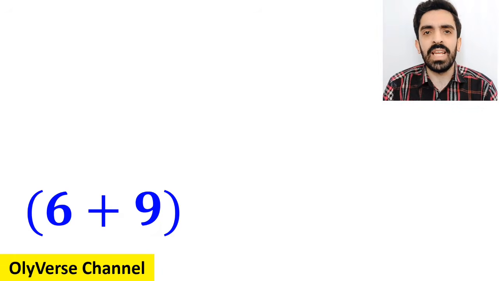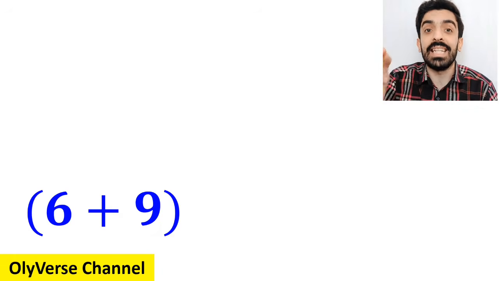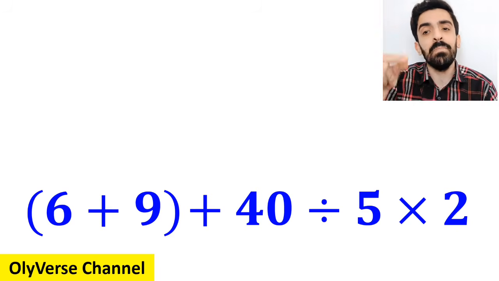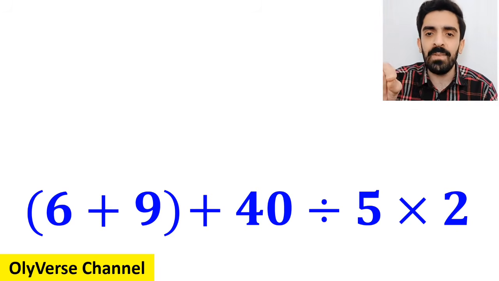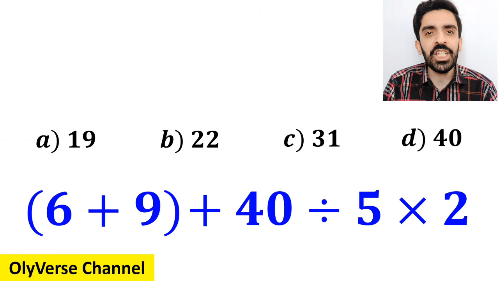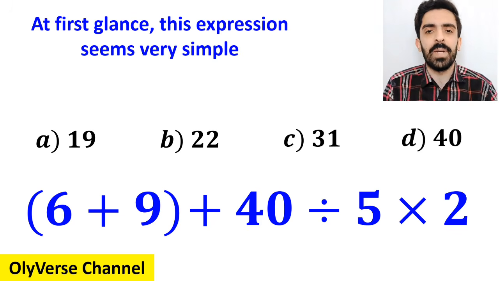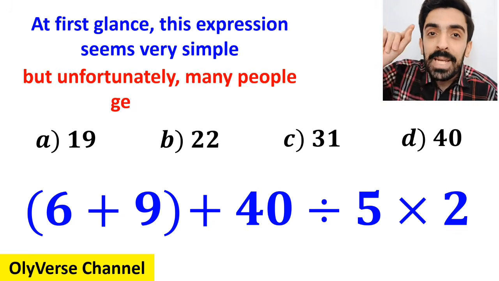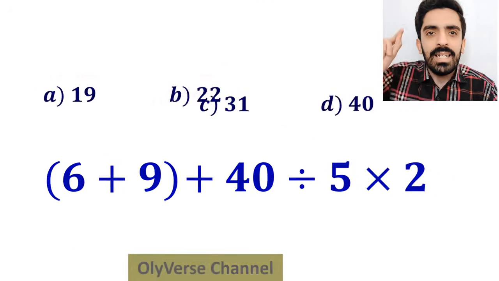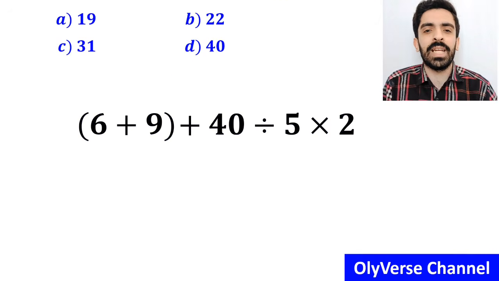What is the value of the expression (6 + 9) + 40 ÷ 5 × 2? Which option do you think is the correct answer to this question? At first glance, this expression seems very simple, but unfortunately, many people get it wrong. Let's dive in and break it down step by step together.